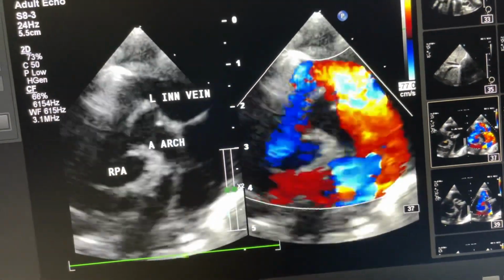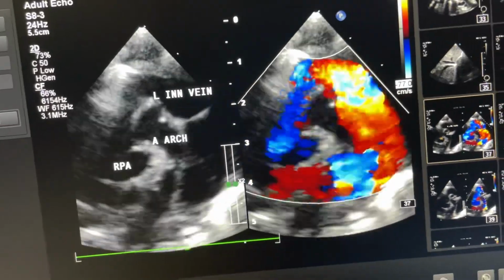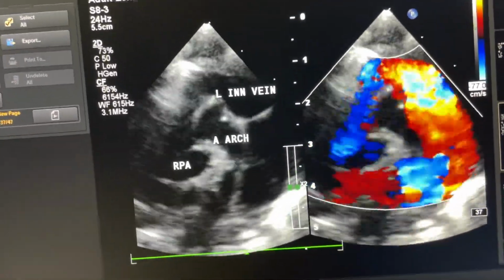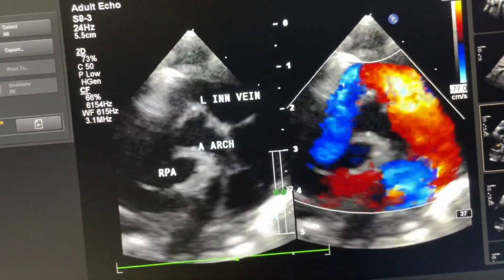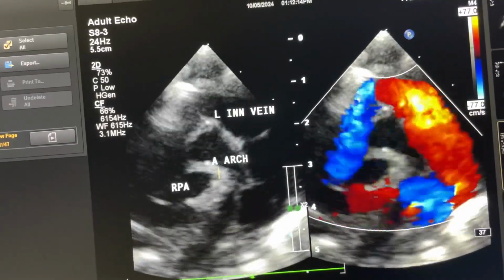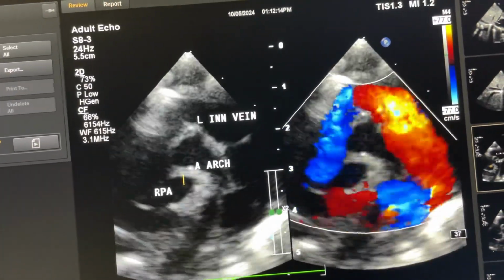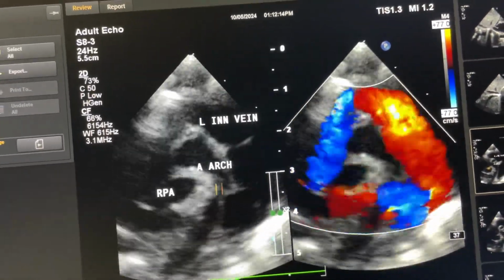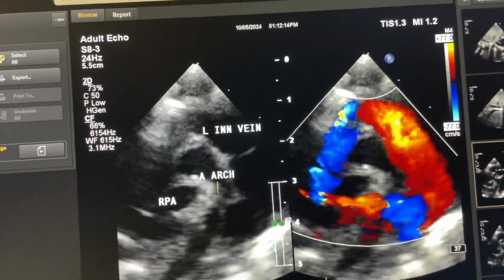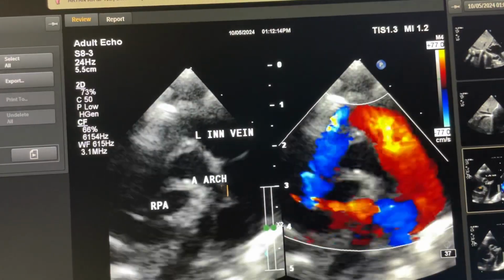Now you see, this is a suprasternal view. In suprasternal view, you can see the aortic arch. This is the aortic arch, and this aortic arch has flow. This is blue flow. That means the descending part of the aortic arch has blue flow.